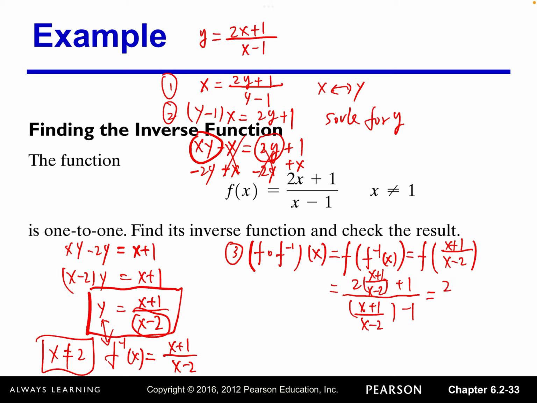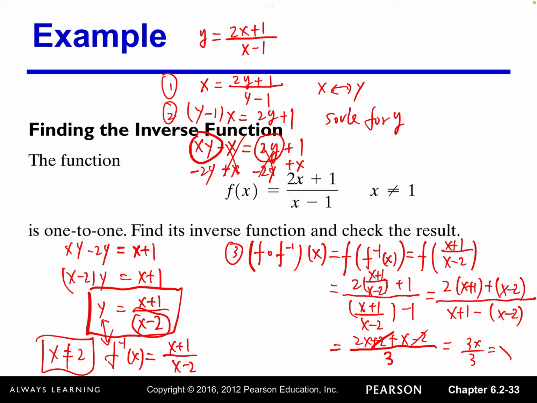So we have 2 times x plus 1 plus x minus 2. That's the numerator. Denominator is x plus 1 minus x minus 2, right? And then what does that equal? Let's see. In the numerator we get 2x plus 2, right? Plus x minus 2. In the denominator, x and minus x cancel. 1 plus 2, minus negative, that's a plus, right? It becomes 3. In the numerator, the constant terms cancel. We get 3x over 3, which is x.